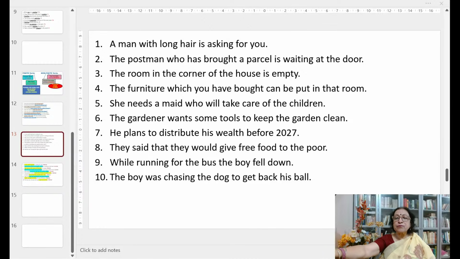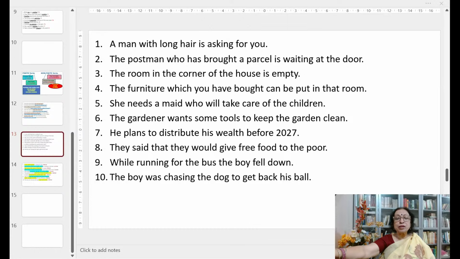Who has brought is finite verb. That is correct. Absolutely. Who has brought a parcel is a clause. Vaijayanti ji, you're correct. The postman who has brought a parcel, yes, that is the group of words you have to identify. Manpreet, you are right.